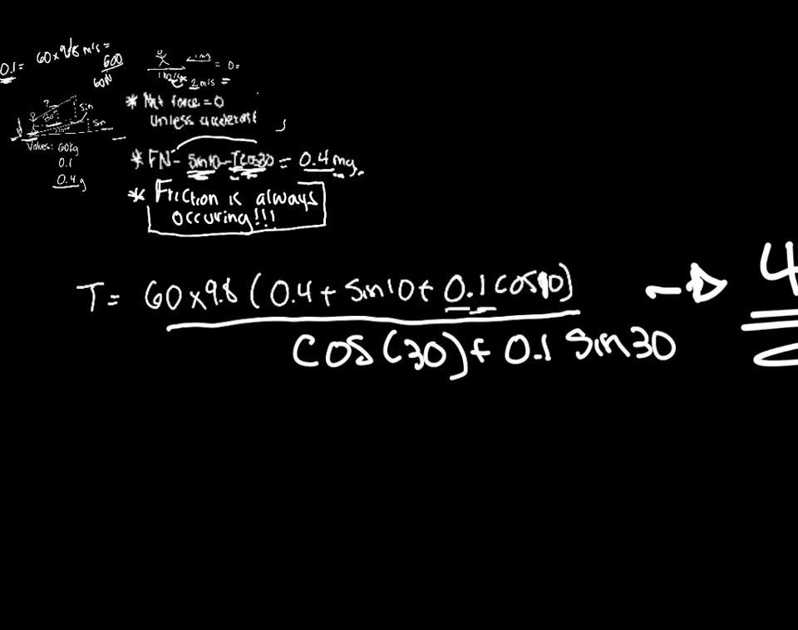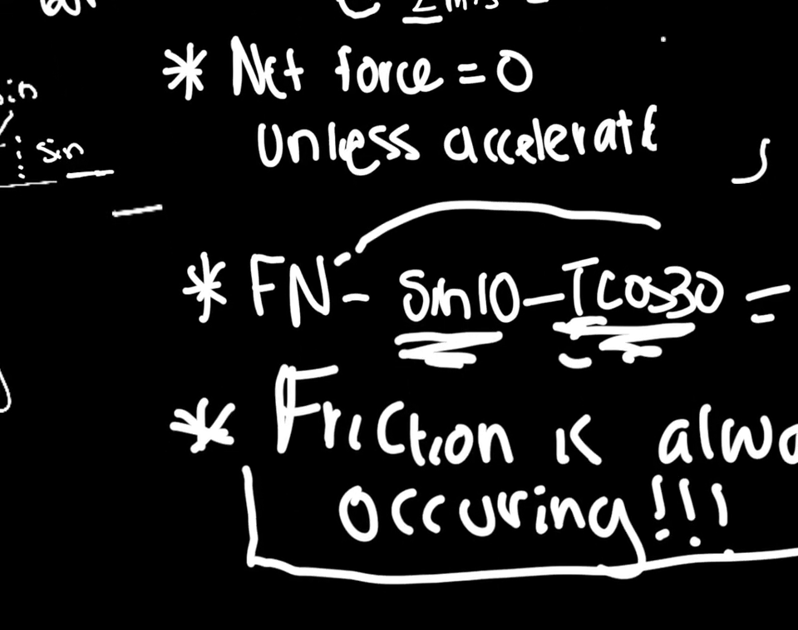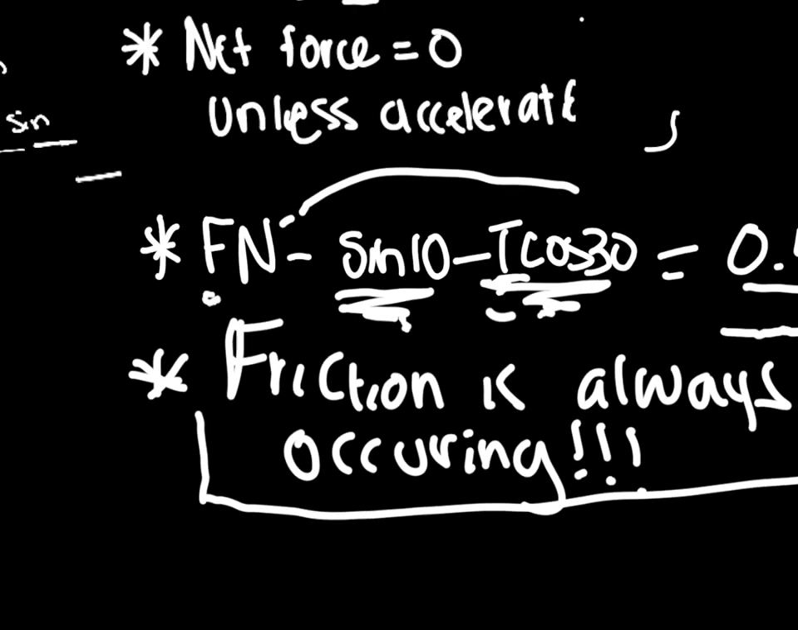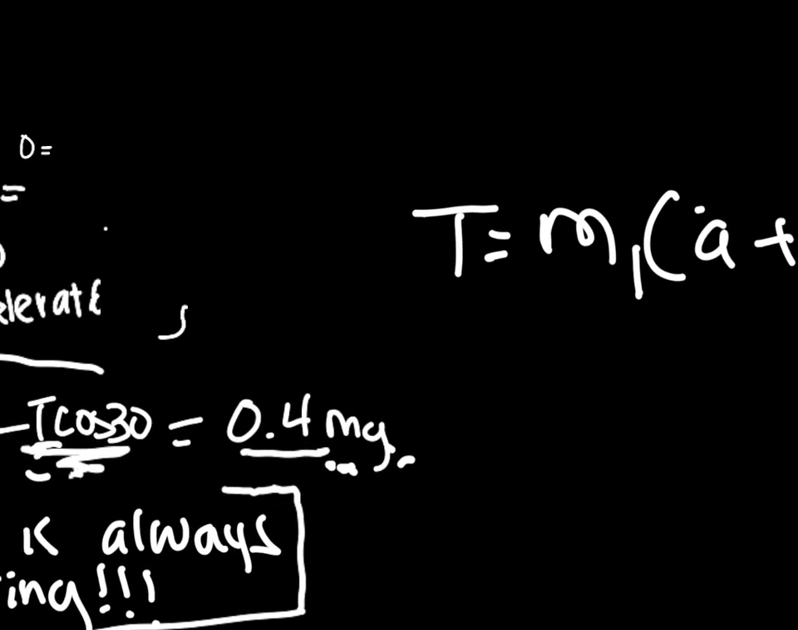So to recap, okay, net force is 0 unless you have an acceleration. If you have an acceleration, then this whole entire thing changes. This is the equation for tension, friction force by sine 10 over cosine 30 in this problem. But normally, the tension formula is tension is equal to mass of 1, or mass, it doesn't really matter, and you multiply this by acceleration plus the force of gravity.